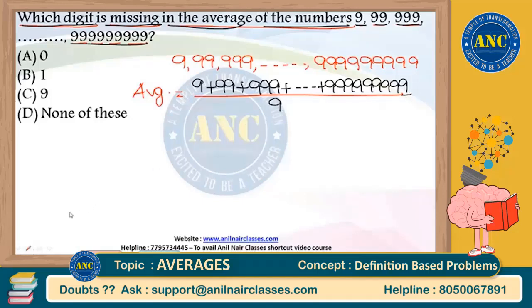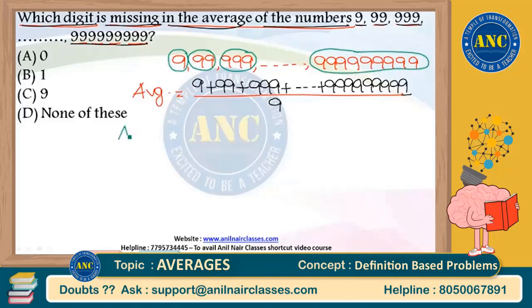Sir, how did you identify that there are 9 terms in this series? It's very easy, sir. If it is the first term, it will be having only 1 nine. Second term, 2 nines. Third term, 3 nines. If there are 9 nines, it should be the 9th term, right?